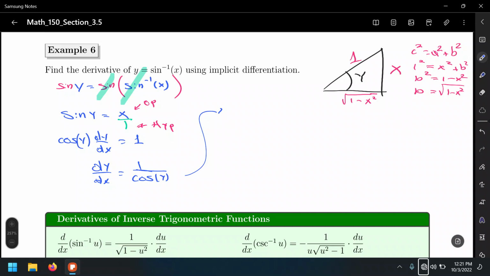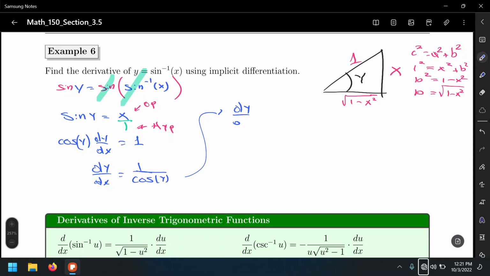Secant, right? So dy/dx equals secant, but this is a secant of y, which is weird because I'm trying to find a derivative for the inverse sine in terms of x. We still have terms of y. We need to get rid of terms of y to turn them back into terms of x. So secant in this case.